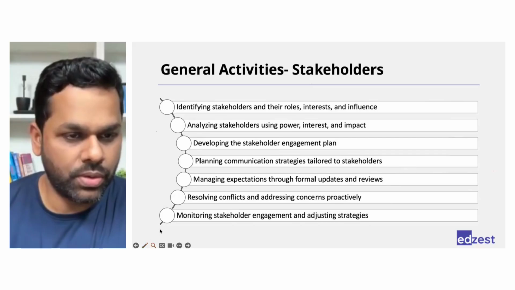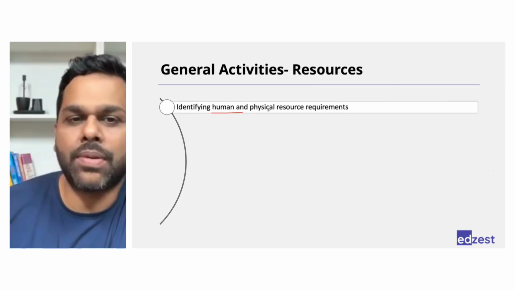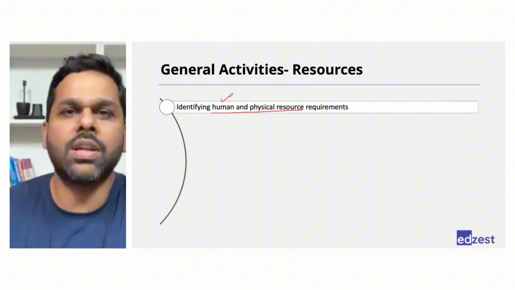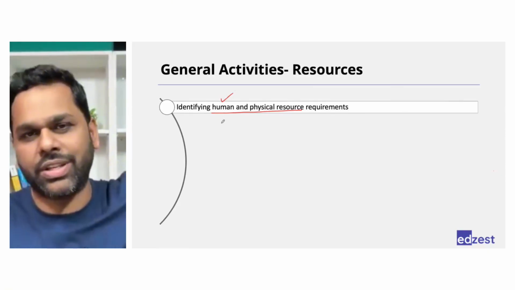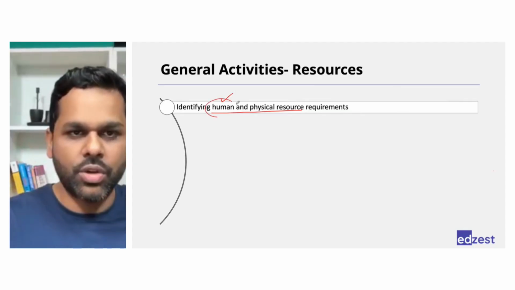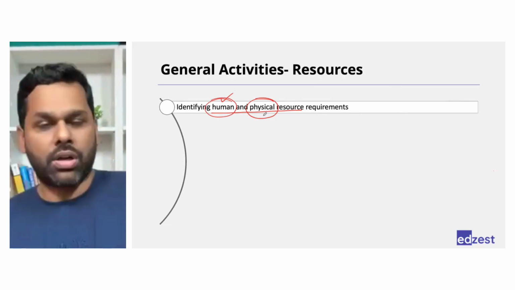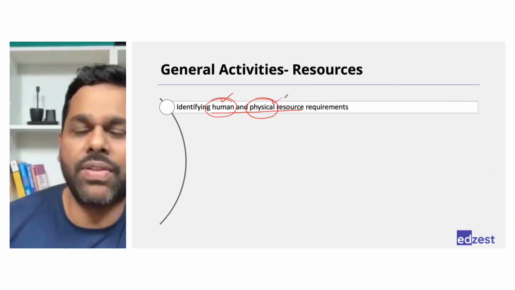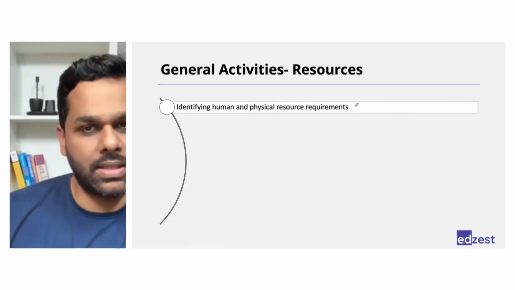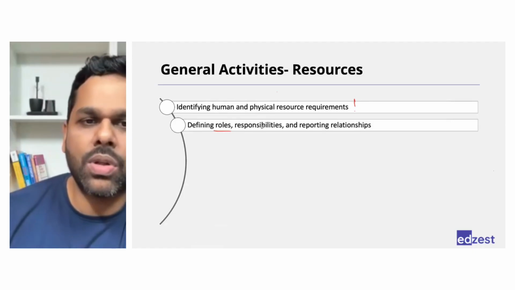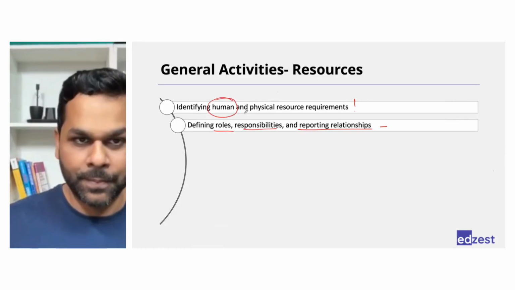Perfect. So now let's move to resources. How do we manage resources? First, identify what type of resources we need. In human resources, how many engineers, how many planners, how many people for coordination, what type of welders, carpenters, electricians might be needed in the project. Those are my human requirements. Then some physical requirements: laptops, internet, electricity connection, water, food. These are all physical resources, right? So first we need to sit and discuss what we need in the project. Then we define the roles and responsibilities along with reporting relationships in the project for all the human resources.